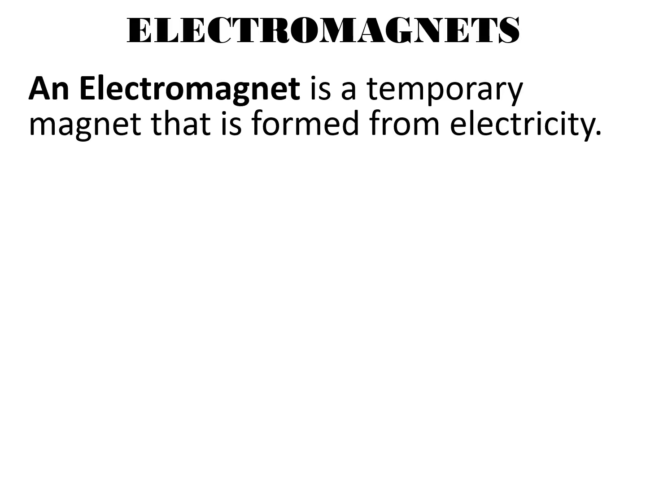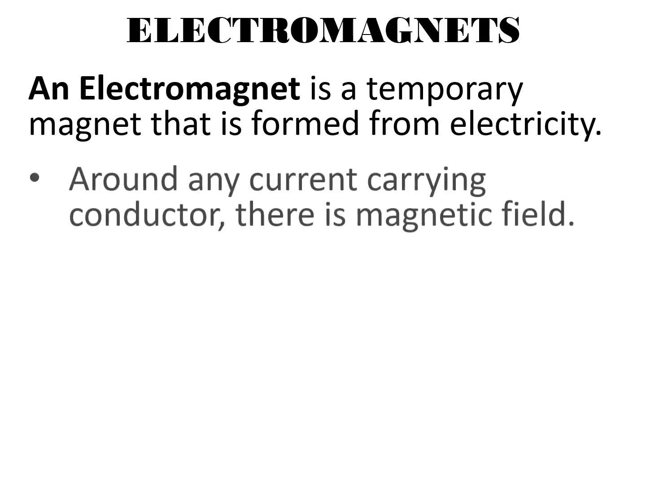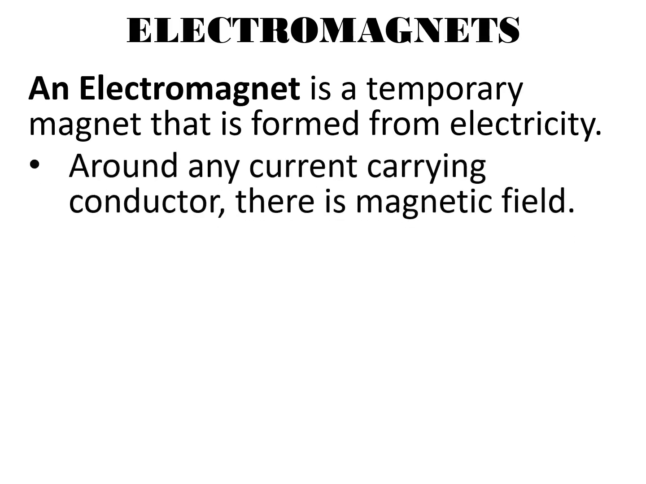We also explained that they retain their magnetism only while current is flowing through the circuit, and immediately when you cut off the path of current, they lose magnetism, meaning that they demagnetize. Now, we're going to look at how we create an electromagnet. Firstly, we need to look at the theory we're going to use. Our theory says around any current carrying conductor, there is magnetism.